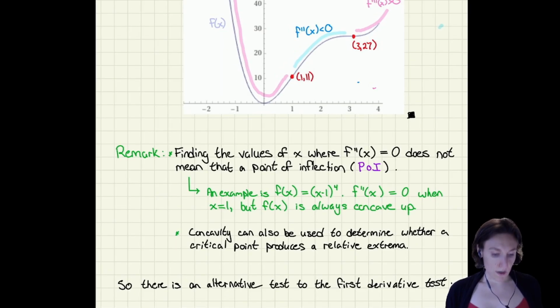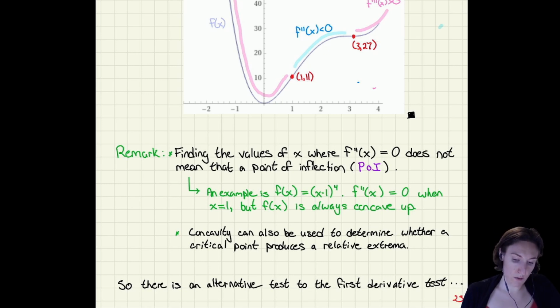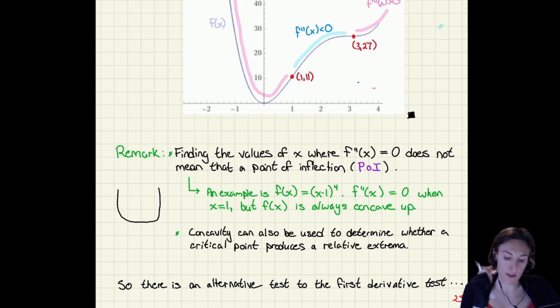Now, finding the values where f double prime is equal to 0 does not mean that x is a point of inflection. What we mean by that is it doesn't mean that we switch from a smiley to a frowny face. An example of this is (x minus 1) to the power of 4. If you look at the plot, it looks like a really wide bowl at the bottom. So f double prime of x is equal to 0 at x equals 1, but I never get that it's concave down and then up or vice versa. I always get a parabolic type shape.